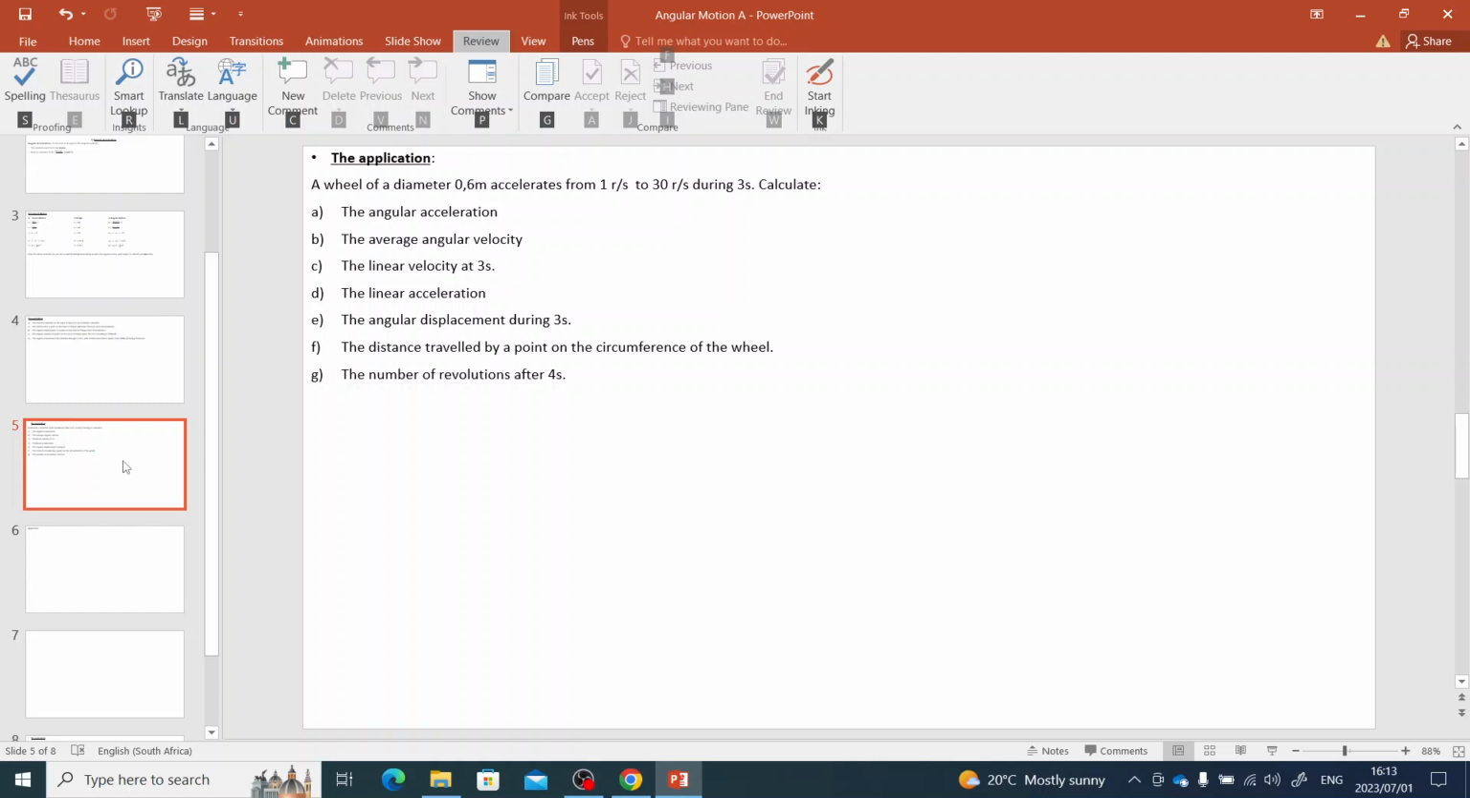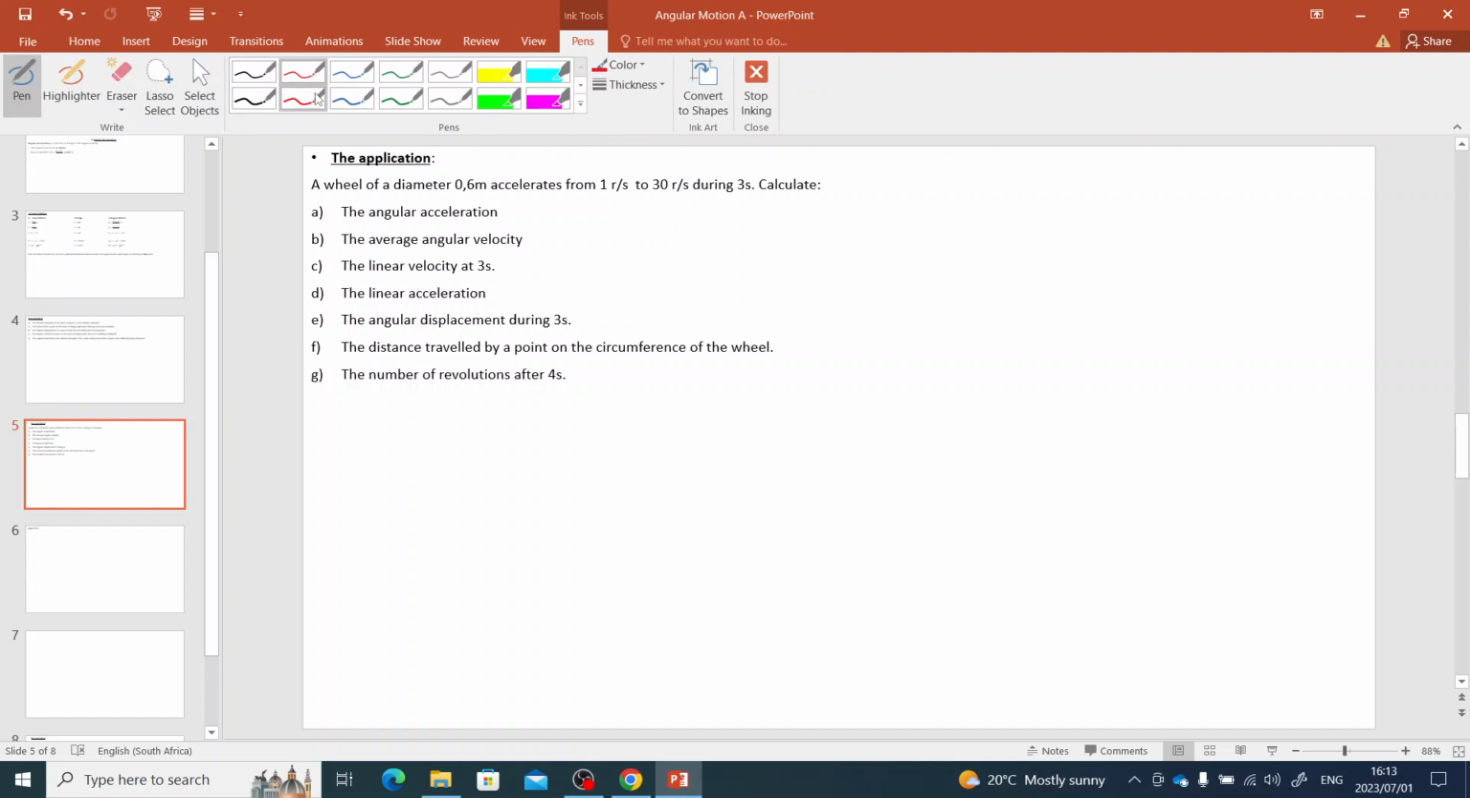Let us look at the application. Let us do the application of angular velocity. Right, let's take out the data, the given information. A wheel of a diameter, we are given the diameter, it is 0.6 meters. Let's go ahead and calculate the radius. It will be divided by 2, then it gives us 0.3 meters.